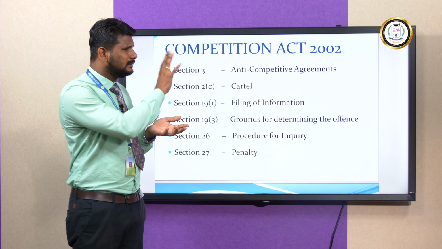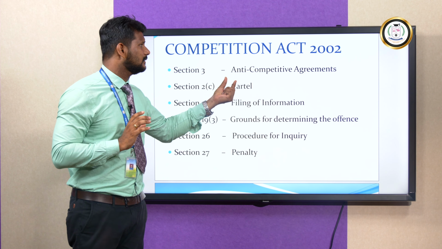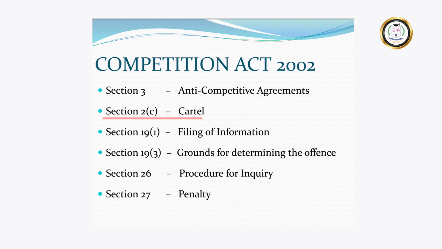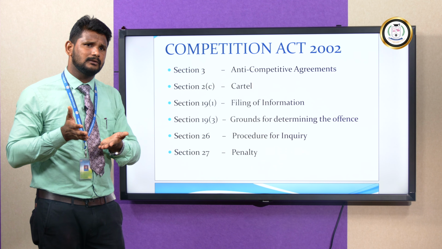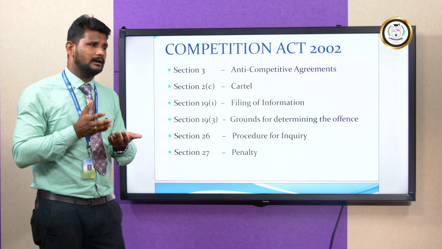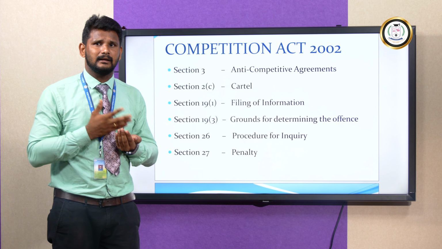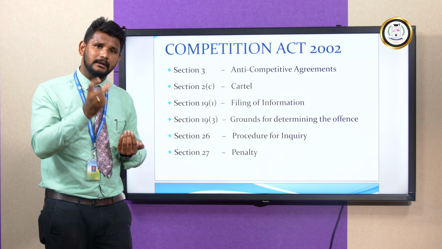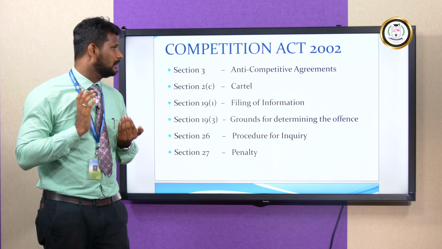All these 5 subsections are most important to understand the whole nature of anti-competitive agreements. Second, I have included section 2C, which defines cartel. Here the cartel is one of the offences which is booked under the anti-competitive agreements. Cartels are agreements concluded between enterprises for the purpose of limiting production and excluding competition in the relevant market.